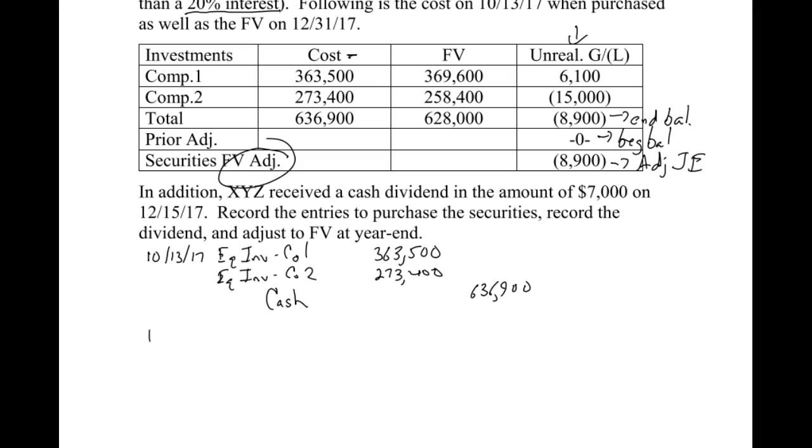All right, on the 15th, we received the dividend. When we receive a dividend, we're going to debit cash for 7,000, and then we're going to record it as dividend revenue for 7,000. At the end of the period, we need to adjust it to its market value.